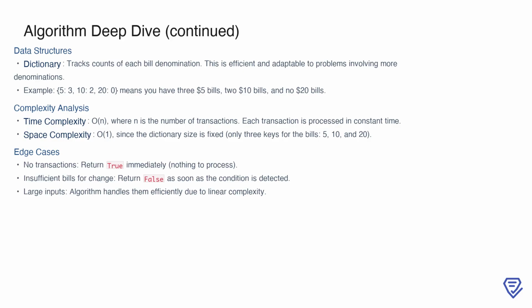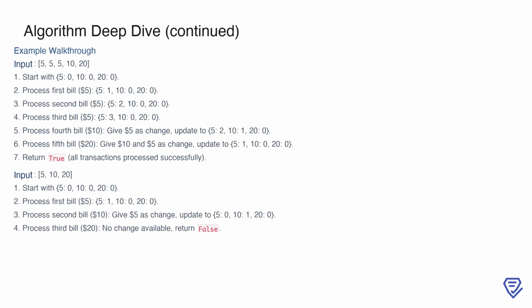For example, if there are no transactions, the output should simply be true since there's nothing to process. If you encounter a situation where there aren't enough bills to provide change, the algorithm ensures you return false as soon as the condition is detected, avoiding unnecessary work. Finally, for large inputs, the algorithm remains efficient due to its linear time complexity, making it well-suited for high transaction volumes. Let's walk through a couple of examples to see the algorithm in action.